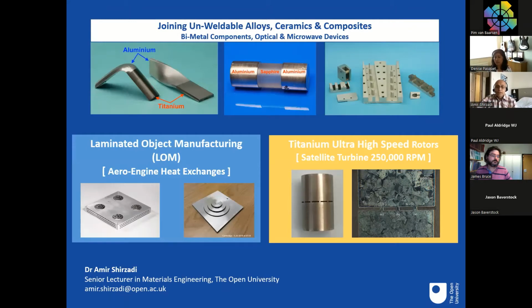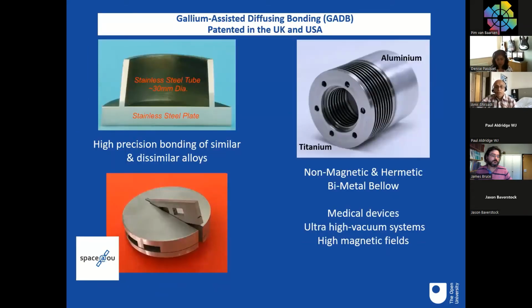But on the right-hand side, you see an example, an extremely high precision component, which was basically a turbine for a satellite with 250,000 RPM, which I manufactured and sent to the UK manufacturer of the satellite components. Next slide, please.